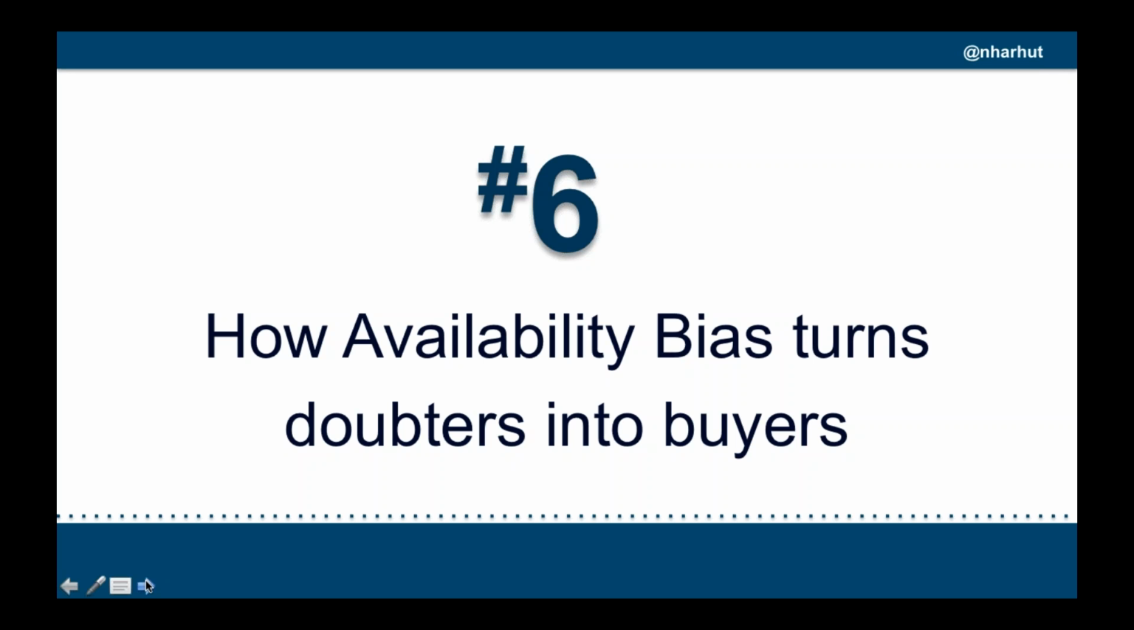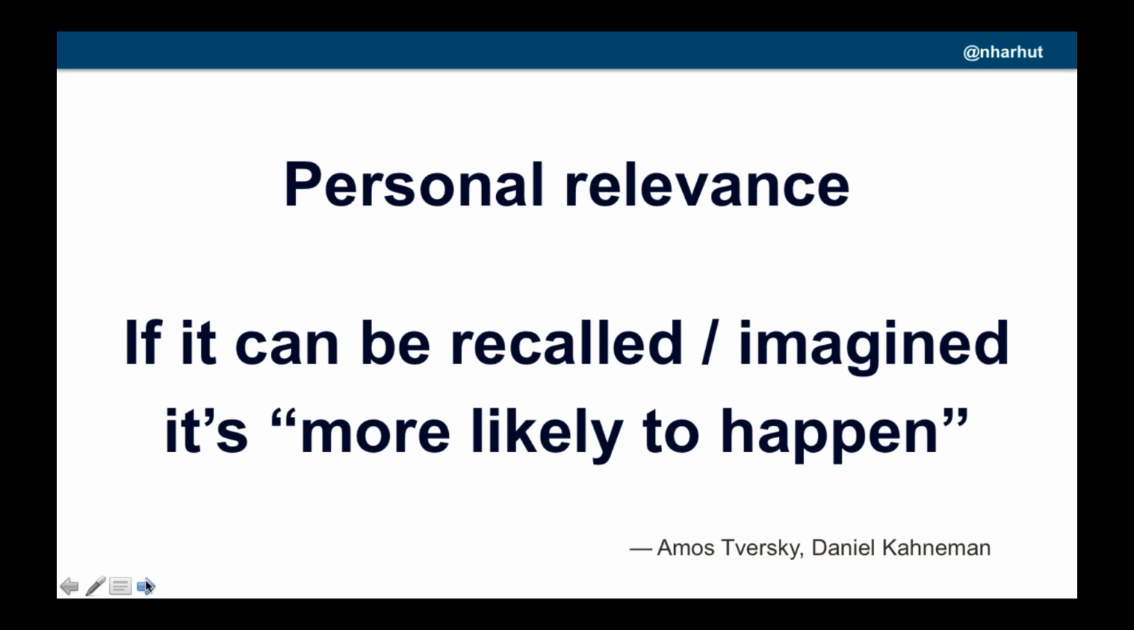But we can overcome that by tapping into availability bias. And here's what availability bias is. Social scientists have found that people will judge the likelihood of an event happening based on how readily they can recall an example. And in this case, the event would be whether or not they need your product or service. And they'll judge the likelihood of whether or not they need it based on how readily they can recall an example. So it's all about personal relevance.